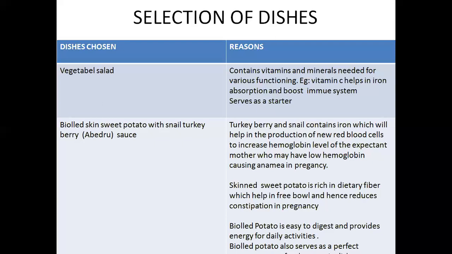Variety should be there. So I chose this boiled potato because she needs energy. The source of energy is carbohydrates for her. And the boiled potato also serves as a perfect accompaniment for the protein course.